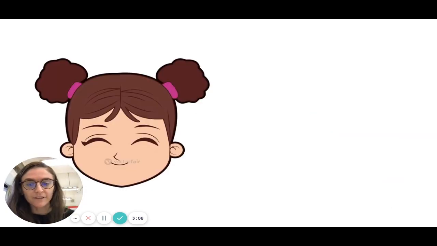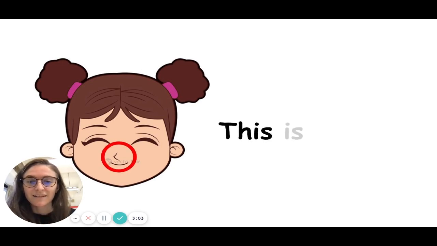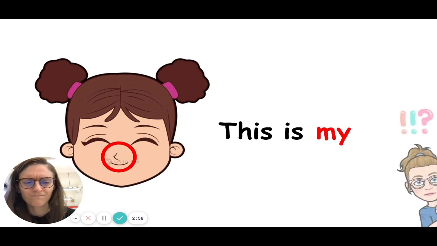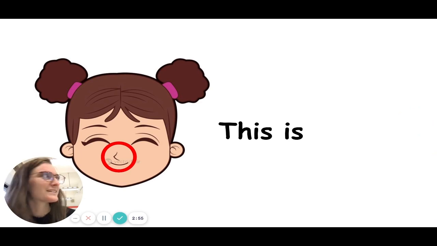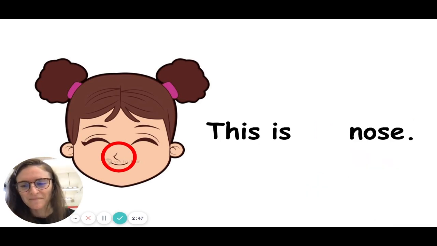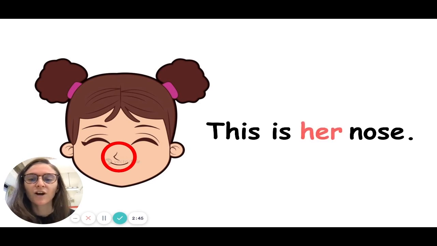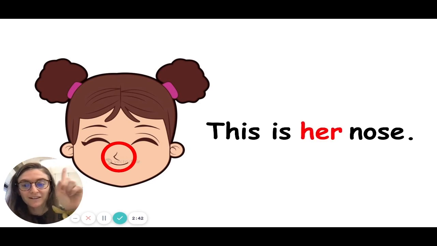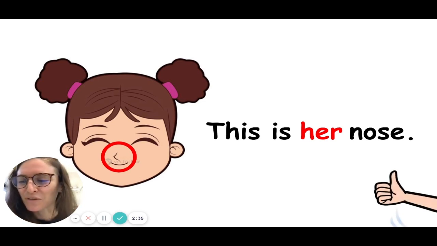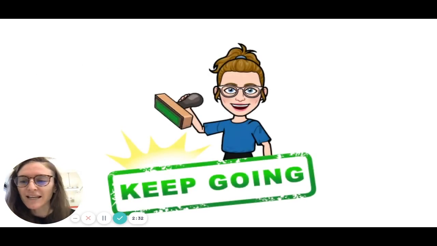Oh, now it's a little different. I want to talk about this. This is my? Mm-mm. This is his? Is this his? No. What are we going to say? This is her nose. So when it is a girl, we say her. This is her nose. Okay, nice job. That's a little tricky. Okay, let's keep going.